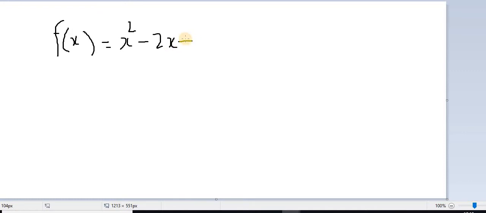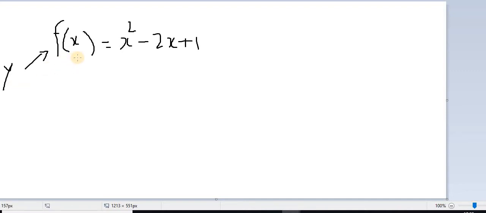Function means it contains two variables: one is the dependent variable and the other is the independent variable. f(x) means it's y, it denotes y only. Here y is the dependent variable and x is the independent variable. So this dependent variable depends on x, that's why we are writing it as a function of x.